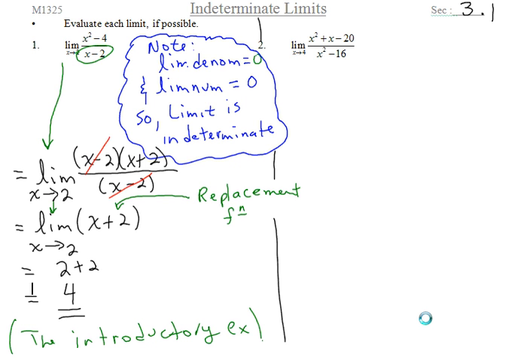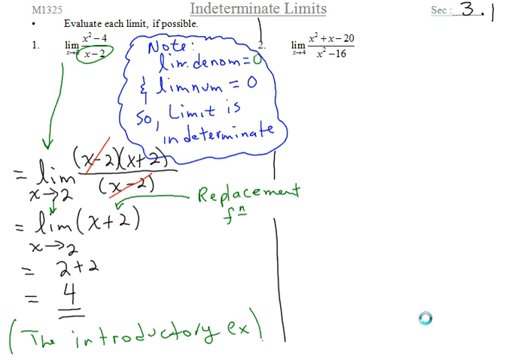Here's another example. Got another quotient. The limit as x approaches 4 of the quantity x squared plus x minus 4 divided by x squared minus 4. Notice that both of these examples, example 1 and example 2, are really rational functions. But the problem is that I'm approaching a number that's not in the domain of these rational functions, so I cannot find the limit by using the limit rule for rational functions. That is, doing a direct substitution.